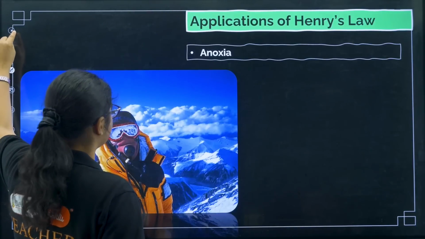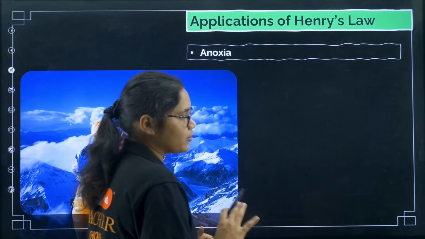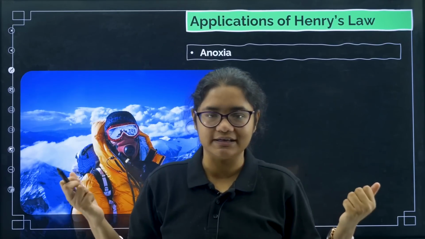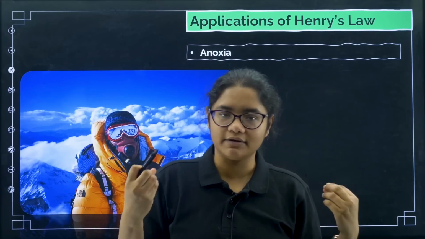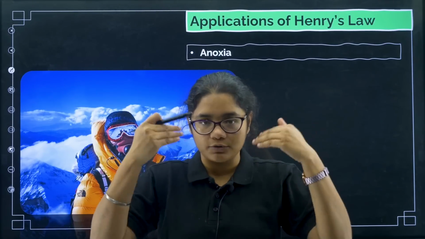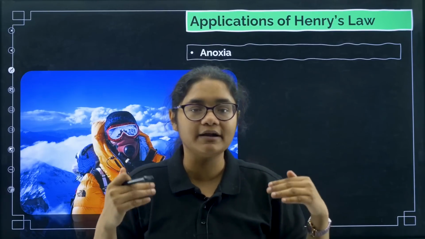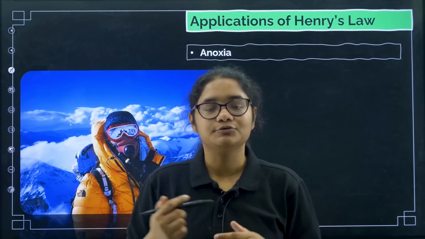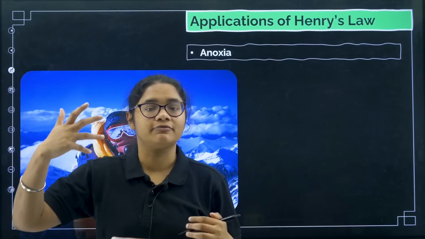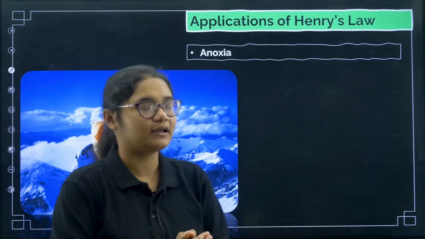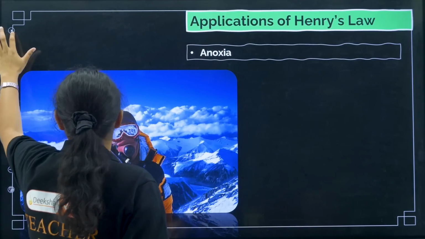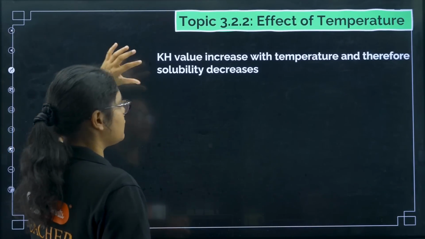Next application is in the altitude, high altitude. So anoxia, what happens when we go high? Atmospheric pressure is less, which means solubility will be less. So the oxygen that should be dissolved in our blood reduces. So our body gets less oxygen, as a result of which our brain does not function properly, and that medical condition is called anoxia. Okay, fine. Next we will go to the effect of temperature.